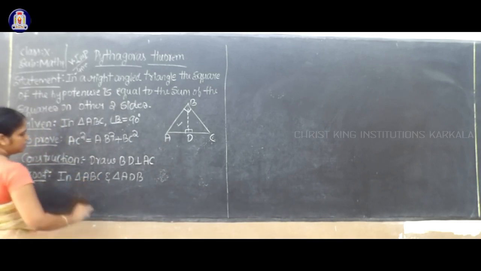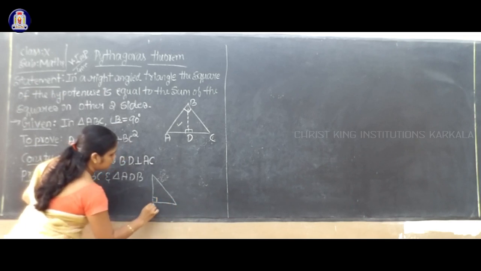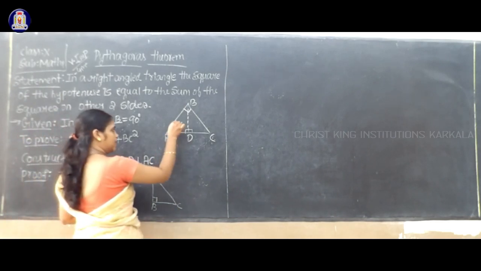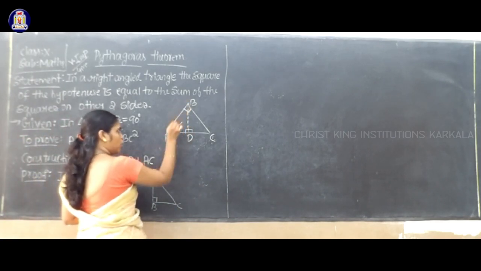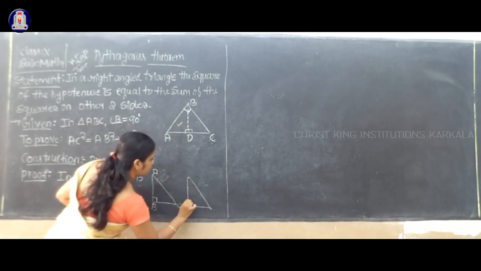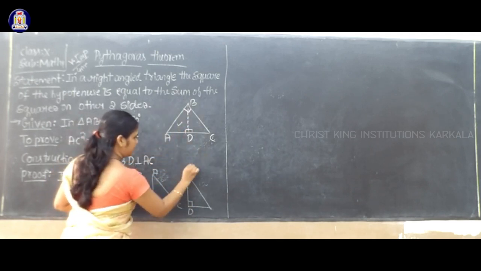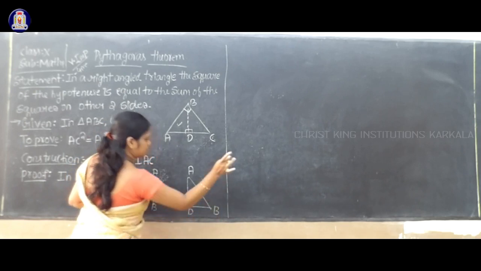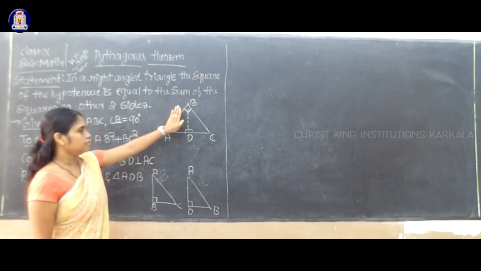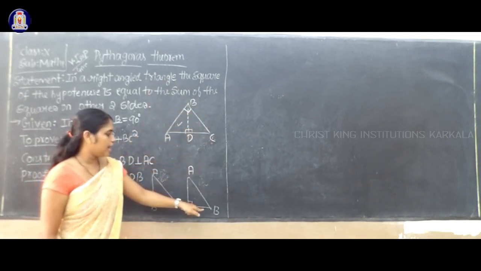Triangle ABC, I'll draw like this. So this is B, this is A, this is C, and triangle ADB. I will draw this triangle like this. Here 90 degree is at point D. So this A will come here. It is the same triangle; I'll rotate it and keep it like this.